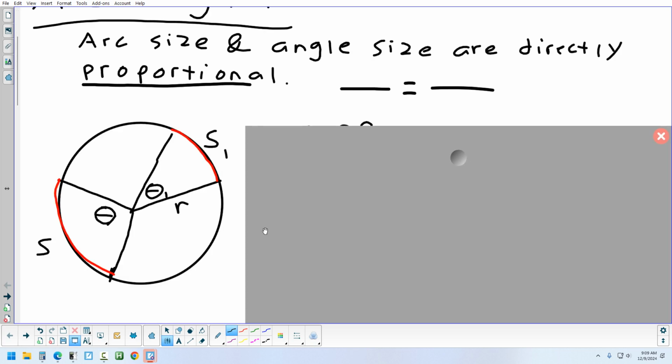All right, so let's look at this picture. This is a picture that's showing two arcs and two angles in the same picture. I've labeled each angle using the Greek letter theta. They are different angles, so I need to label them a little differently. One's theta 1, one's just theta. And then I've also labeled the arcs that correspond to those angles. Arc S goes with angle theta. S1 goes with theta 1.